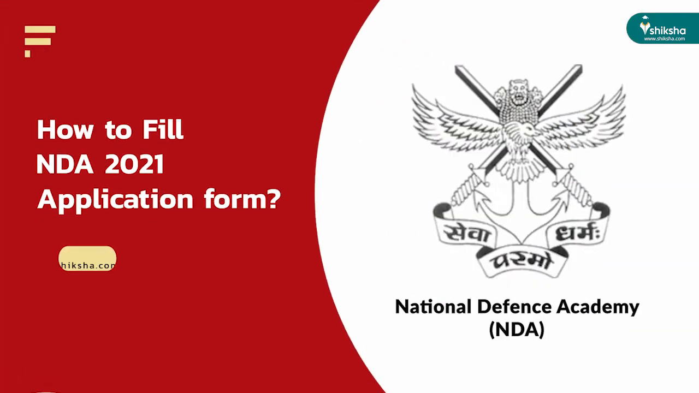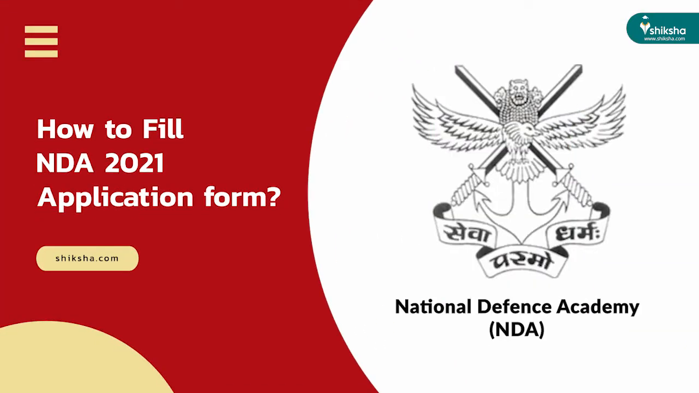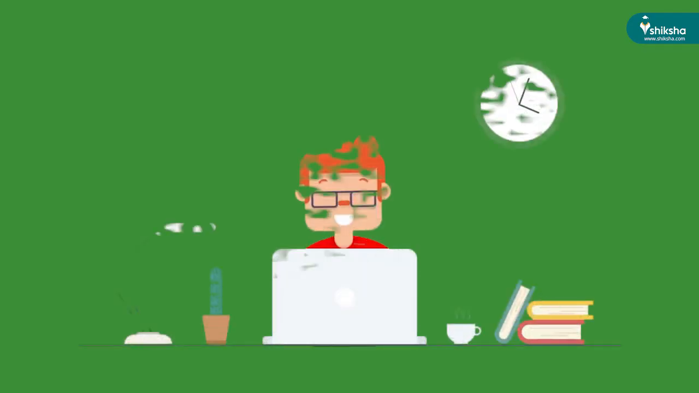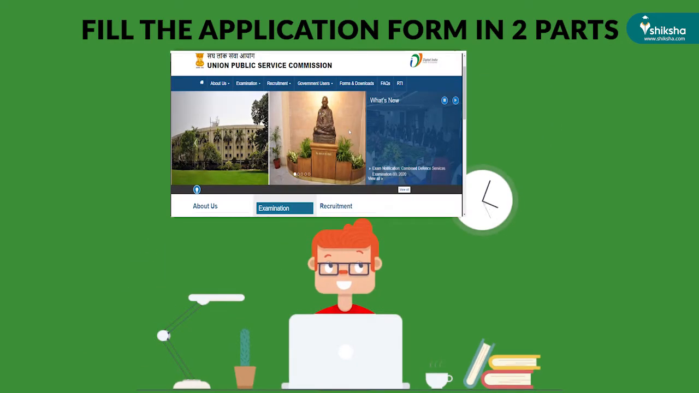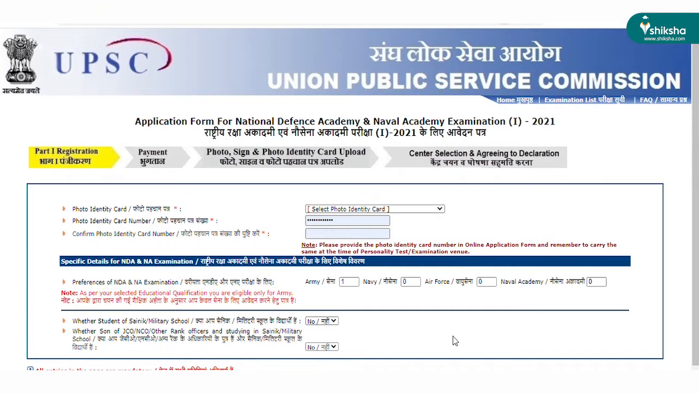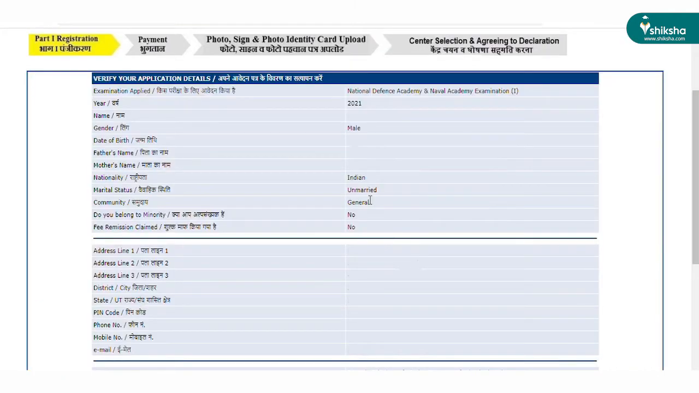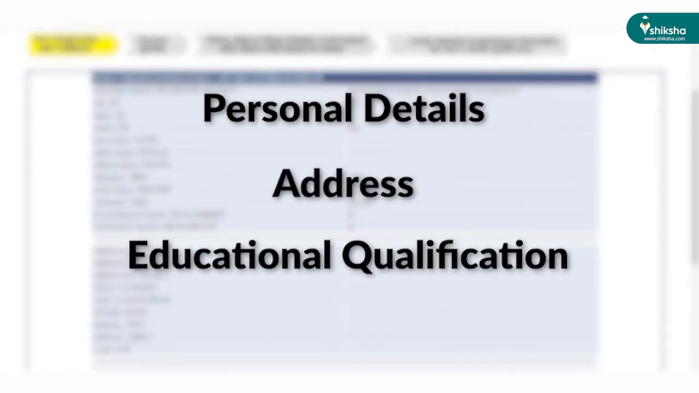Here we have explained how you can fill NDA application form. NDA application form can be filled in two parts, part 1 and 2. The part 1 of registration is divided into 4 pages: candidates registration, choosing the preferred branch, verifying details and generation of registration ID. In candidates registration section, candidates need to enter their personal details, address, and educational qualification.